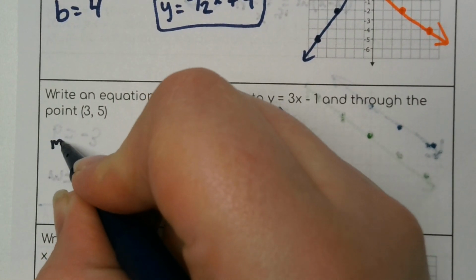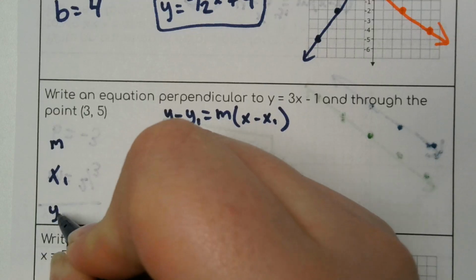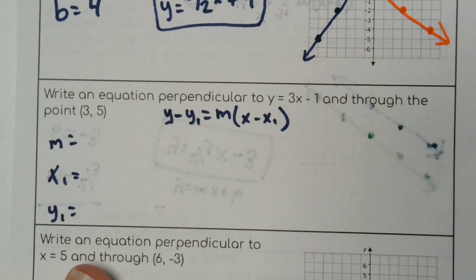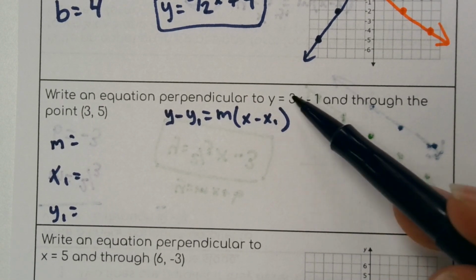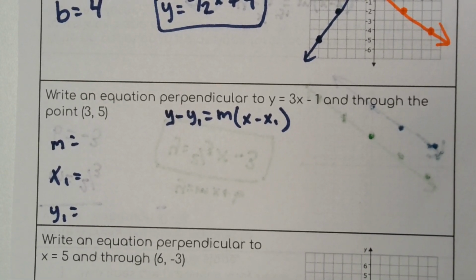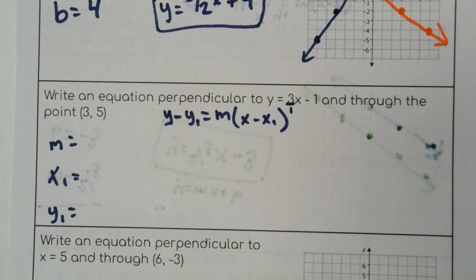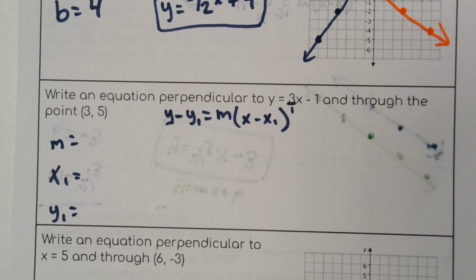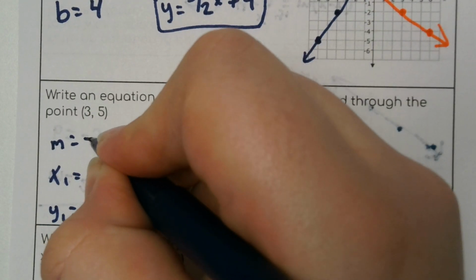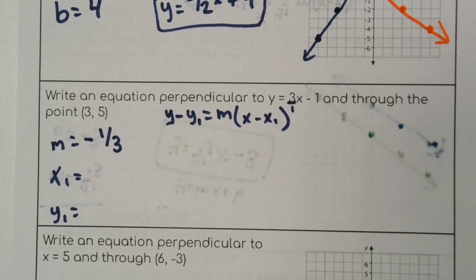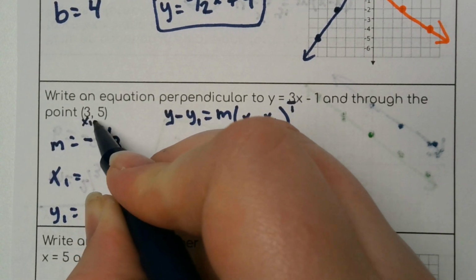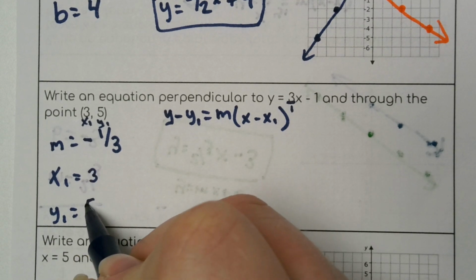So we need our slope, our x1, and our y1. We're given a slope of 3. We want it to be perpendicular, so we have to flip the fraction. If it's just a 3, it's really over 1. So we flip it to 1 over 3, and then since it's positive, it becomes negative. The negative 1/3 is our slope. And then x1 would be 3 and y1 would be 5, which comes from our point, 3 and 5.